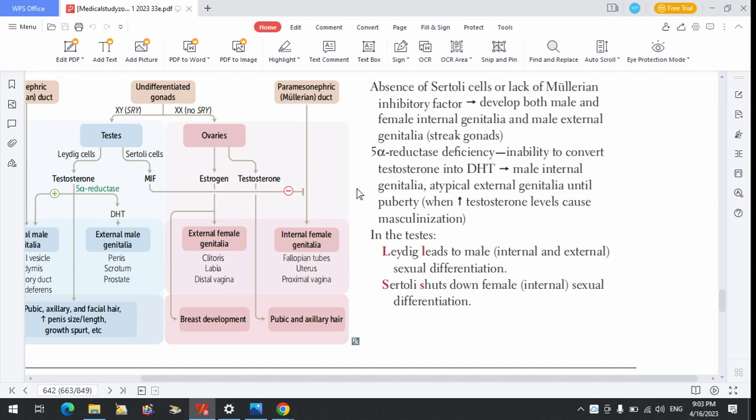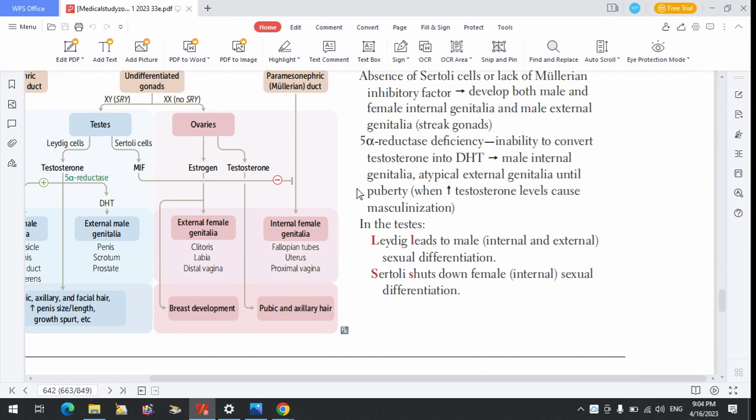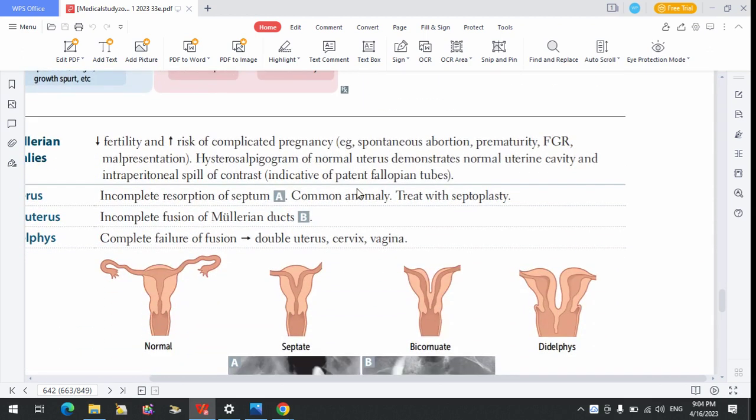What should obliterate in the female? Which duct should obliterate in the female? Mesonephric. So what will now remain of the mesonephric? That would be the Gartner duct.